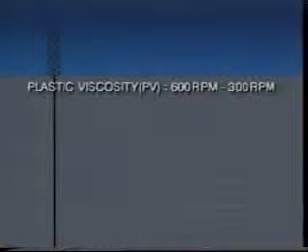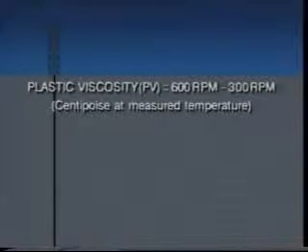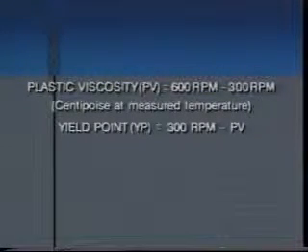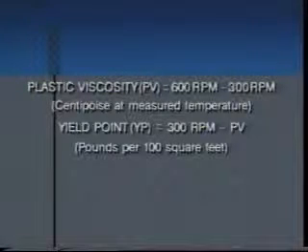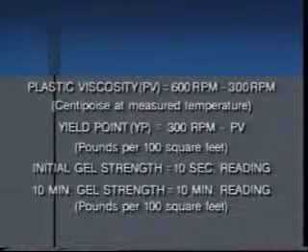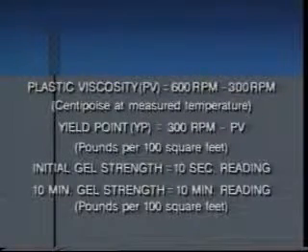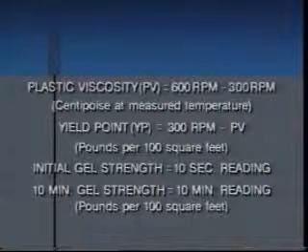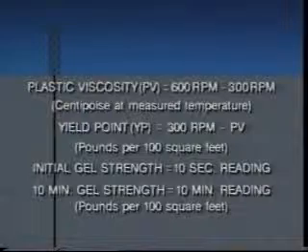The plastic viscosity is the difference between the 600 RPM reading and the 300 RPM reading, and is recorded as centipoise at the measured temperature. The yield point is recorded as the difference between the plastic viscosity and the 300 RPM dial reading, and is recorded as pounds per 100 square feet. Initial gel strength is the 10-second peak reading, and is recorded as pounds per 100 square feet. The 10-minute gel strength is recorded in the same units.